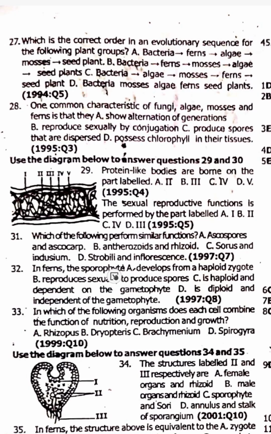In fern, the sporophyte is the dominant phase, while in bryophyte, the gametophyte is the dominant phase. And don't forget, the sporophyte is diploid, the gametophyte is haploid. So 32 is option D. The sporophyte is diploid. 33. In which of the following organisms does each cell combine the function of nutrition, reproduction, and growth? Which of them do they combine? It is option D, Spirogyra.